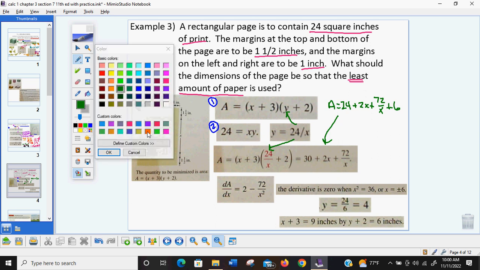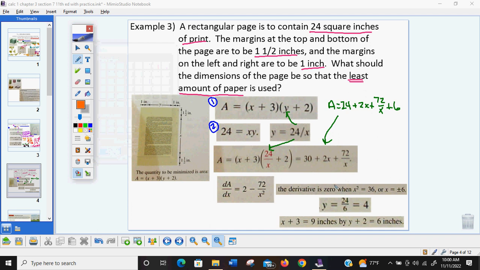Now we need to find the derivative of that in terms of X. Remember, this is our area. So when we take the derivative of the area with respect to X, we get dA over dx equals, derivative of 30 is 0, derivative of 2X is 2, plus, now remember when we take the derivative of this, this would be written as 72x to the negative 1. Derivative of that would be negative 72x to the negative 2, which they wrote this way. So you have negative 72 over x squared. Here's our derivative. Now we're going to take that and set it equal to 0.